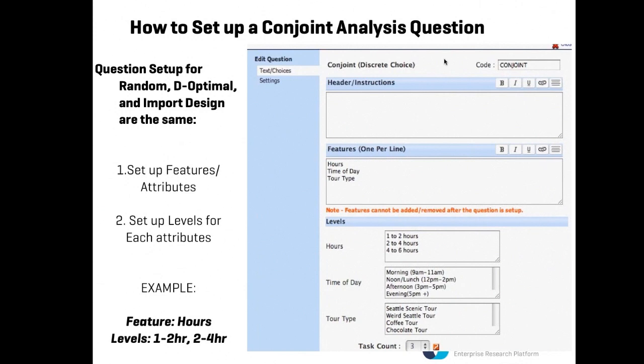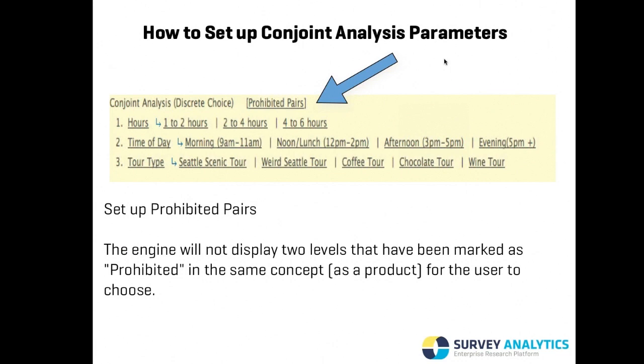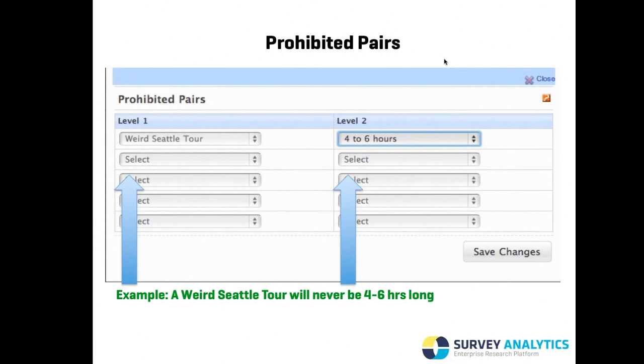The next thing that you would do after you set up your conjoint question is to go ahead and review the conjoint parameters. And here you're allowed to set up some prohibited pairs. The engine will not display two levels that have been marked as prohibited in the same concept, such as for a product, for users to choose. So for example here, you can say that you don't want to have a specific tour type be between 4 to 6 hours because there's not enough material to show during that time, or it's something that you don't think is very feasible for you to run. So you can set these prohibited pairs. There's no limit to what you can add.